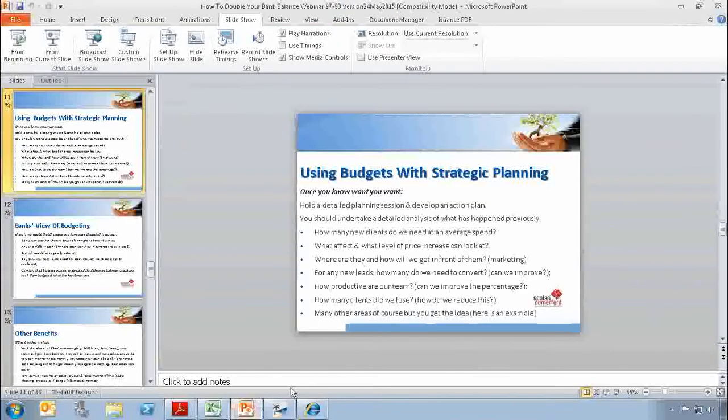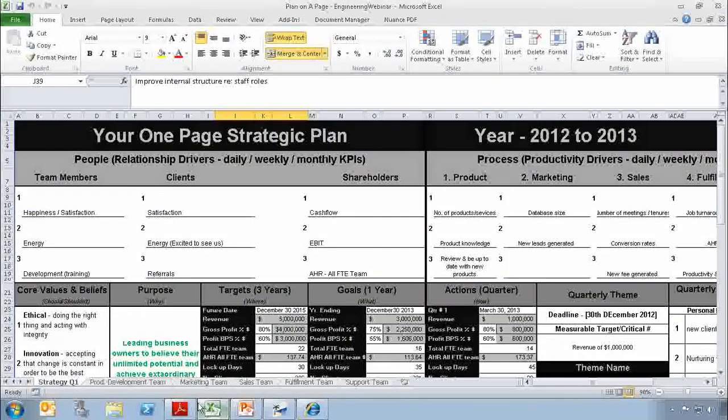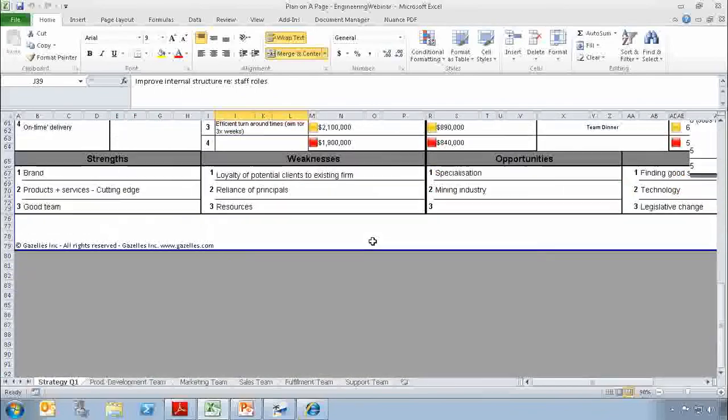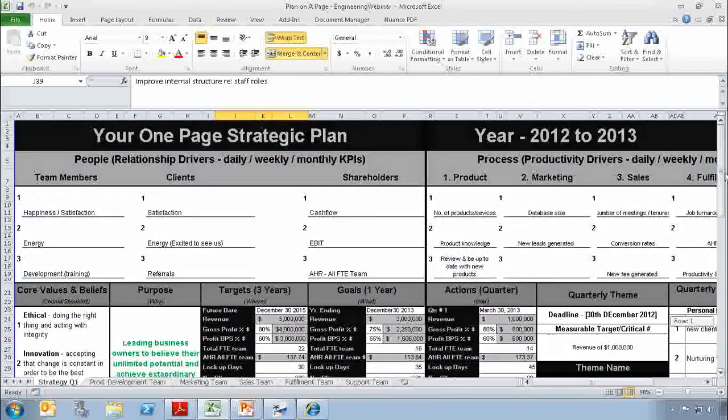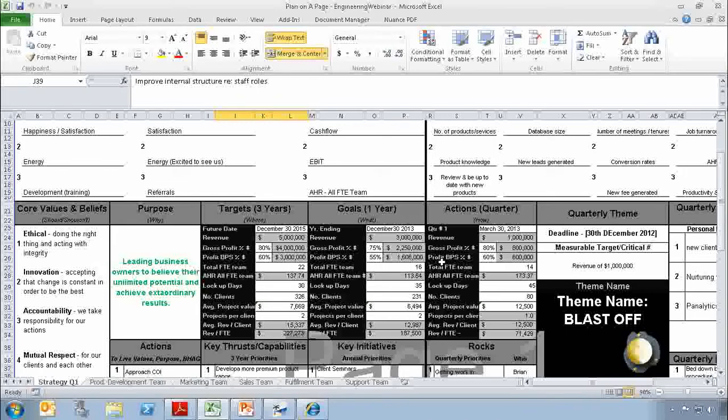So to give you a bit of an idea on how we work with our clients, here's just an example of an engineering firm. We'll run a planning session with them. We'll do a SWOT analysis, which we'll facilitate with them. We'll then go through and set up what we call a one-page plan, which looks something like this. And you'll see that we have targets for the 3 years. We don't look just at the one year. We do have the 1-year goal, which is very important, but we also look at quarterly goals, and we look at our targets for the next 3 years and how we're going to get there.